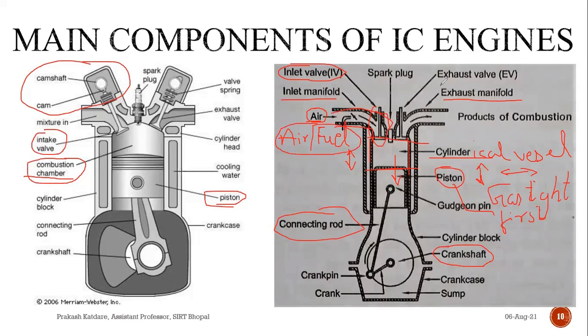Similarly, we have one exhaust manifold. This exhaust manifold is a pipe which is connecting the exhaust valve of the engine to the exhaust system of our automobile. And through this, whatever will be the product of combustion, these products of combustion will be released or will be escaping into the atmosphere through this exhaust manifold.